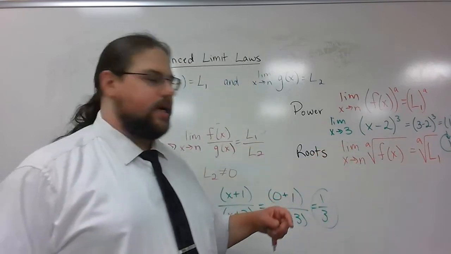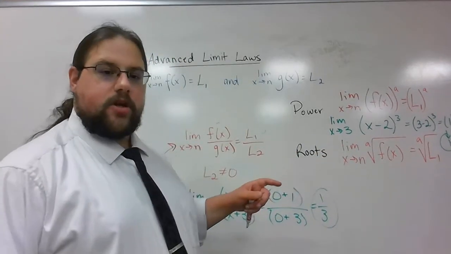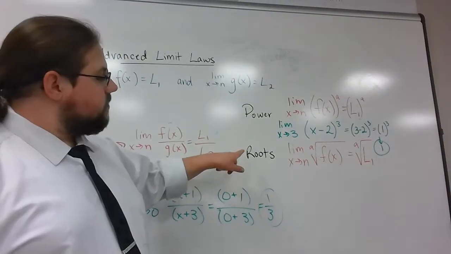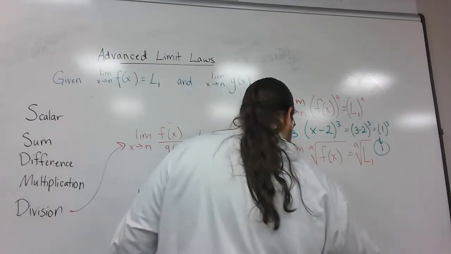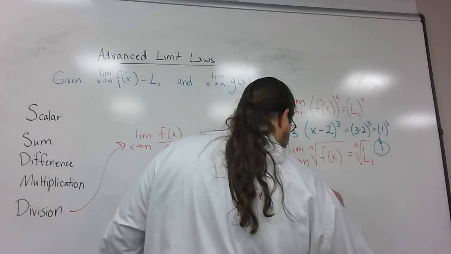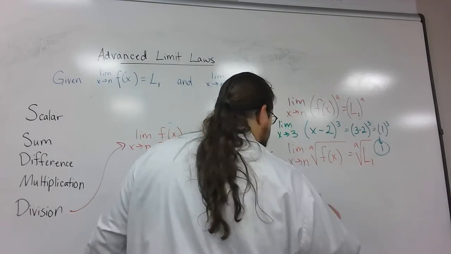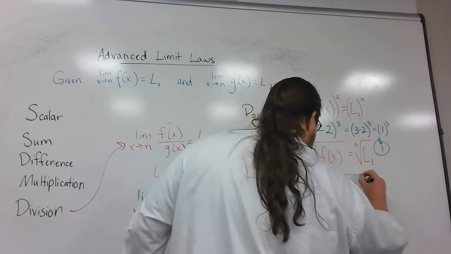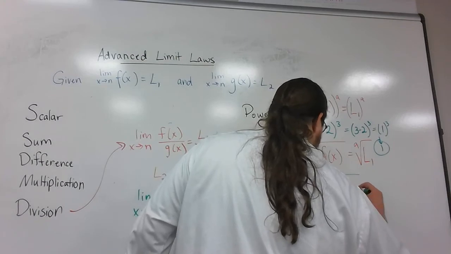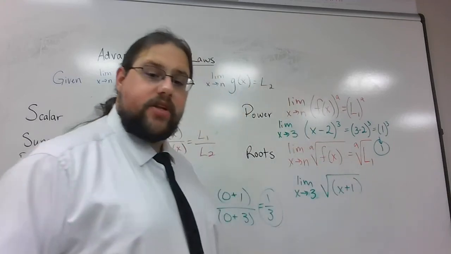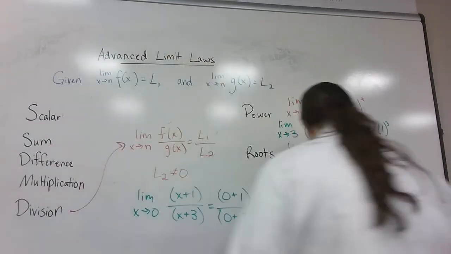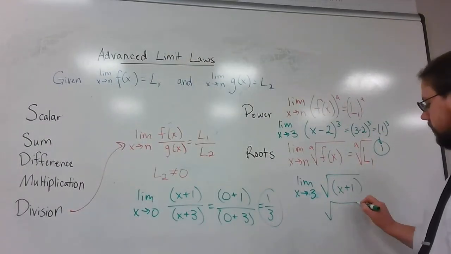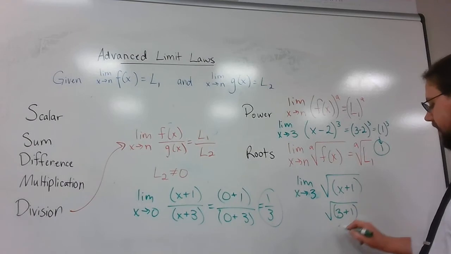I'm kind of running out of screen over there, so I'm going to turn my computer just so you guys can see it. Roots. Again, same kind of issue. If I have a root, and I'm going to pick, I guess I'll pick 3 again. And I'll do the square root of x plus 1. Again, all you have to do is find the limit of the stuff on the inside, and then perform the root. So 3 plus 1 makes 4. Square root of 4 is 2.